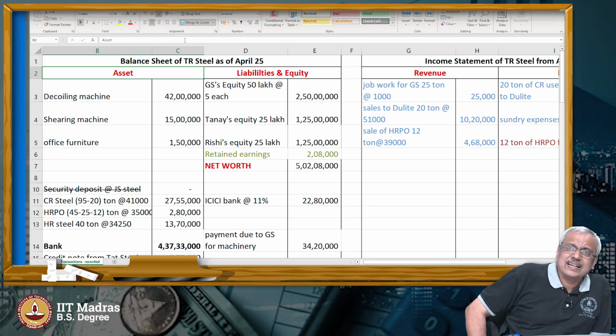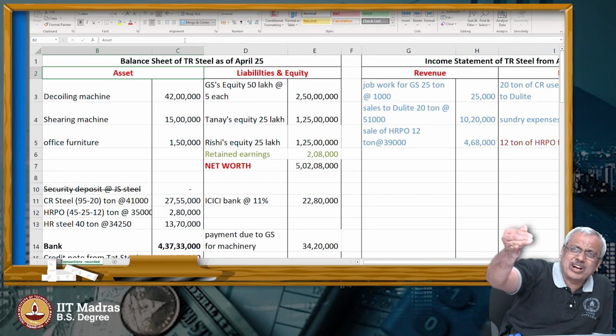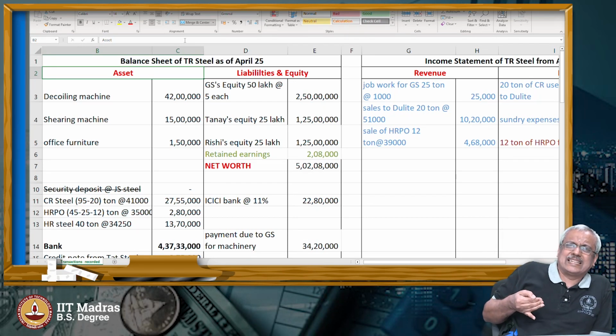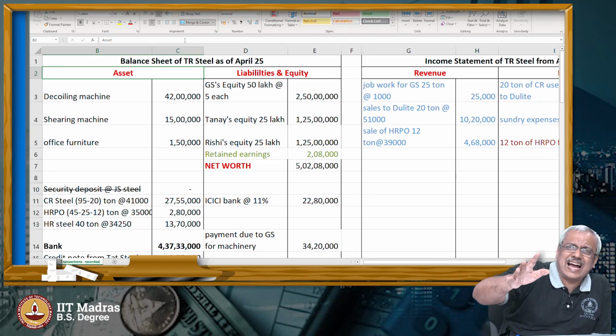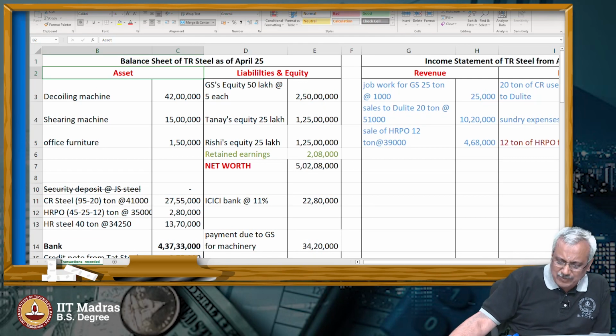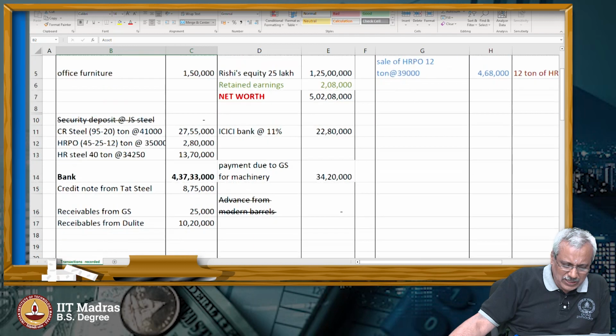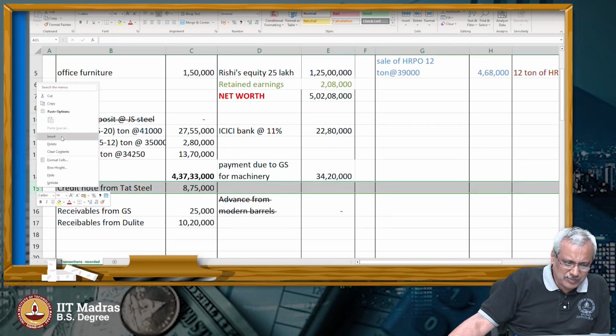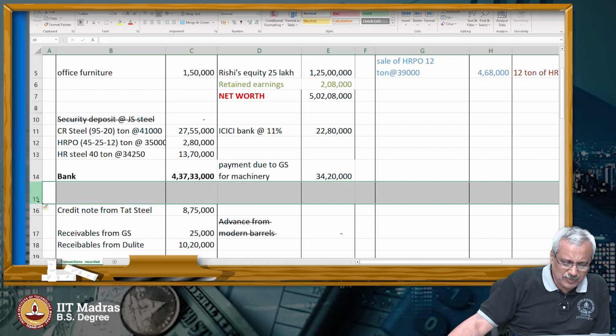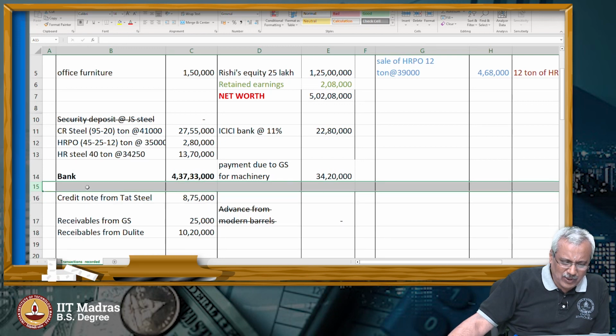What does it say? It says that withdrew from bank to meet the cash expenditure rupees 10 lakhs. That means what is happening? Your bank balance, basically I am just going to introduce one more row out here, I am just going to insert a row out here. In this particular case I am going to say, now what is happening?